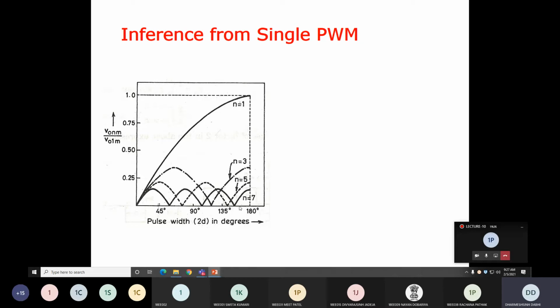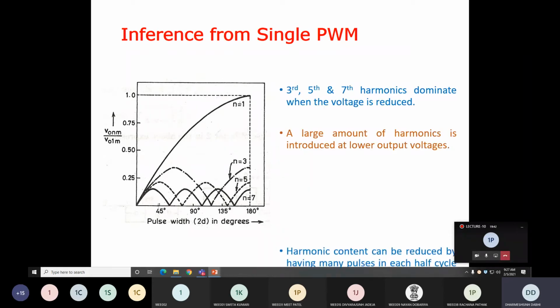Yeah. So depending upon the requirement, you can select the width of the gate pulse, so you can reduce the selected harmonics from your output voltage. But again, the one disadvantage of this method is what? You can remove only a single harmonic from your output voltage.